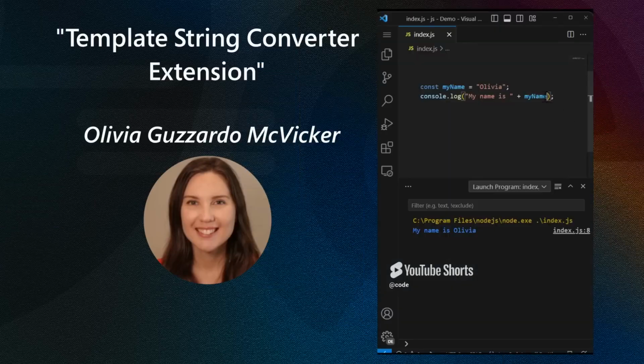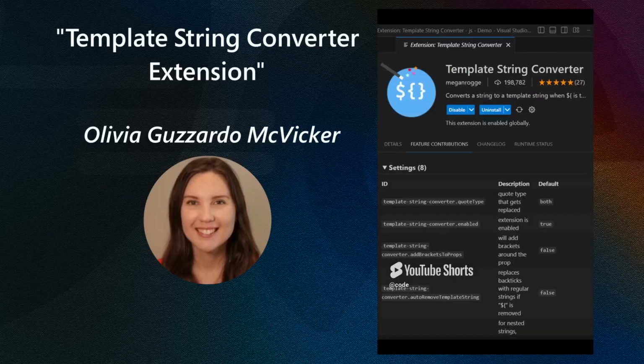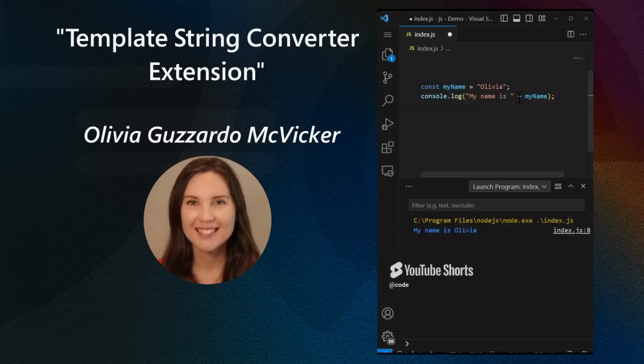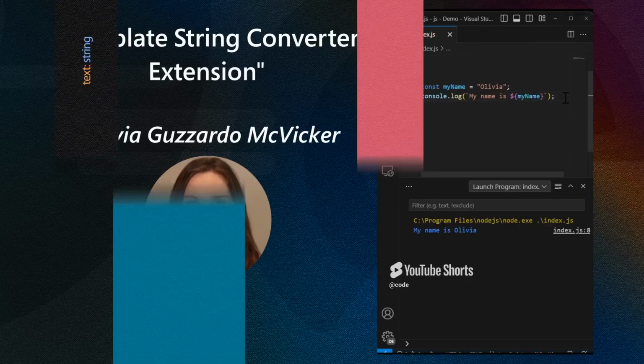Sometimes the best extensions are the simplest, and that's why Template String Converter is the extension of the week. In JavaScript, template strings are really helpful because they let you embed an expression within a string. However, they are denoted with backticks instead of quotes, which can mess up your typing flow. But with the Template String Converter extension, you can start typing your template string as a regular string with quotes. Then, as soon as you type the $ sign and open curly brace, the quotes automatically get converted to backticks, and you have your template string.